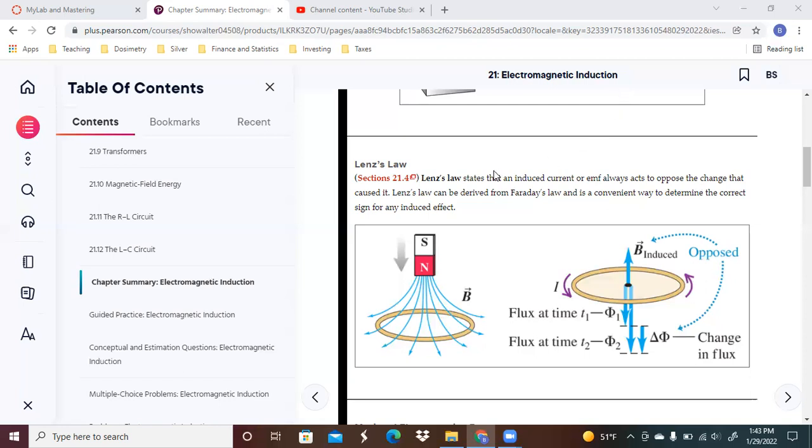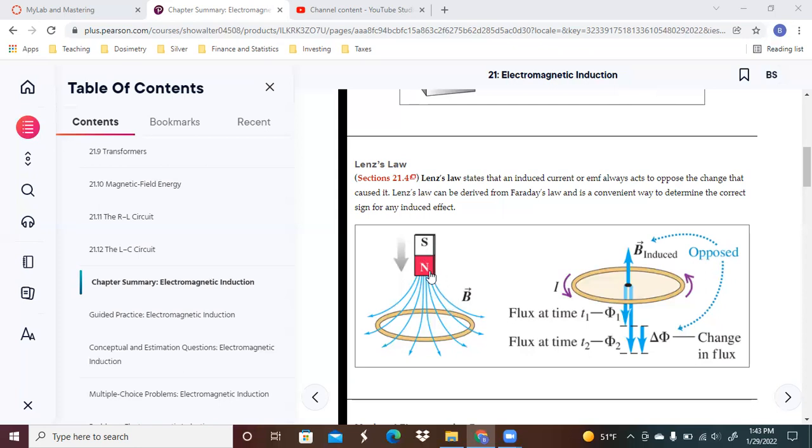So let's read that again. It states that an induced current, or EMF, always acts to oppose the change that caused it. Lenz's law can be derived from Faraday's law and is a convenient way to determine the correct sign for any induced effect.